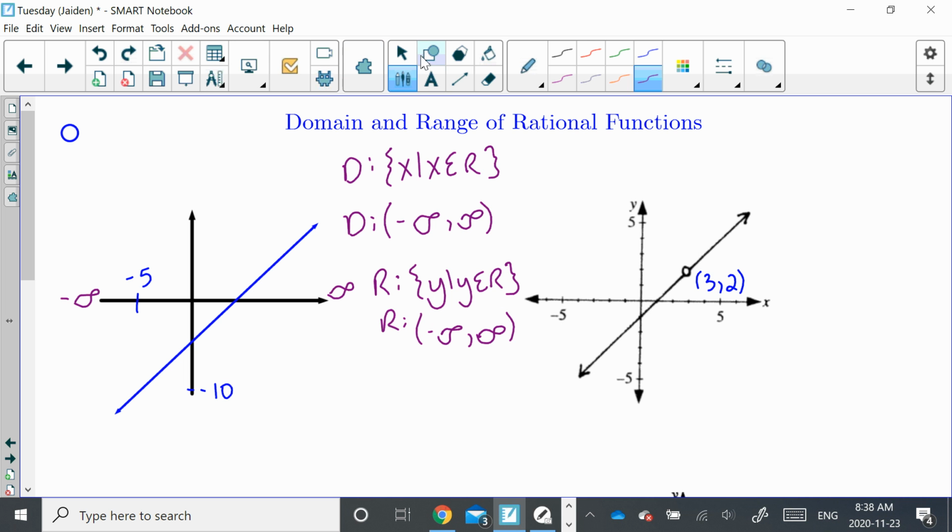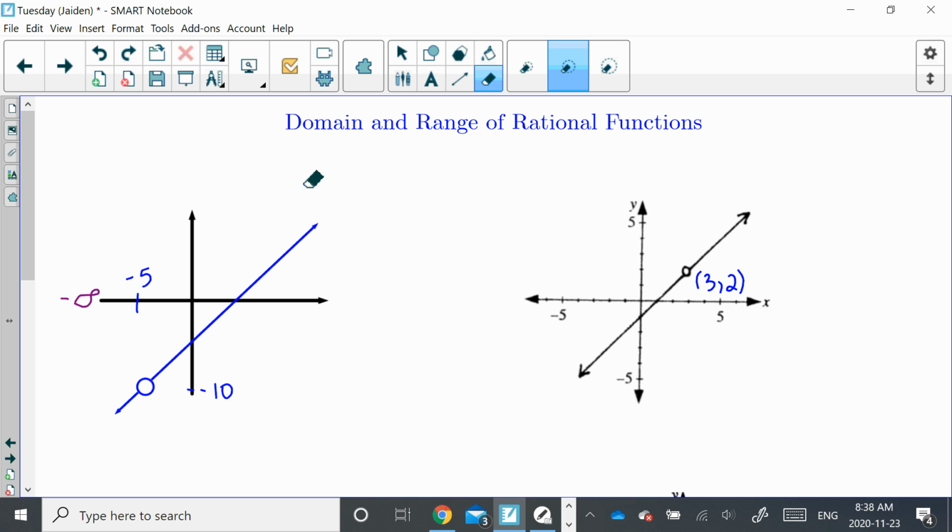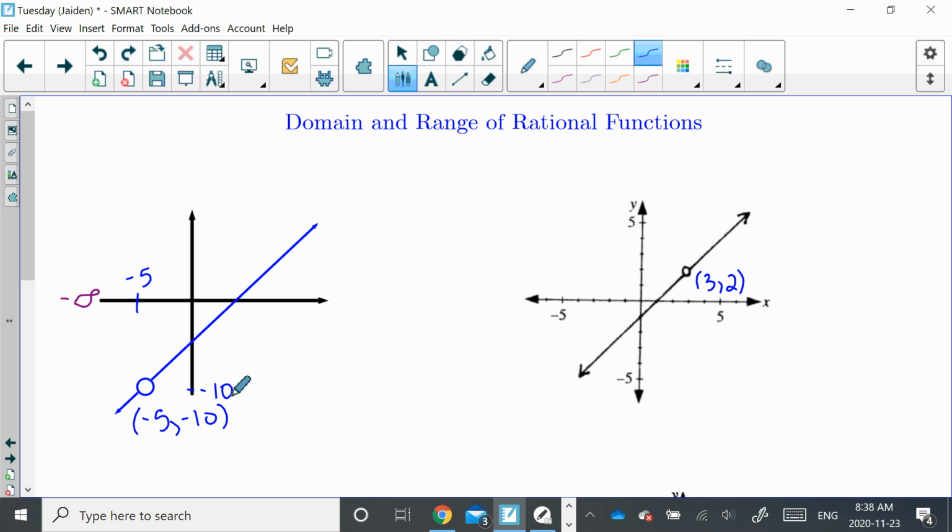What I'm going to do though is I'm going to make this a rational function, and I'm going to put a point of discontinuity. So I'm going to put the point of discontinuity right there. And now what I'm going to do is show you how we would write the domain and range if there's a point of discontinuity or if there's a hole in your graph. So we know that this point is -5, -10. So what I always tell students to do, get your point of discontinuity on the graph, write your x value, and write your y value.